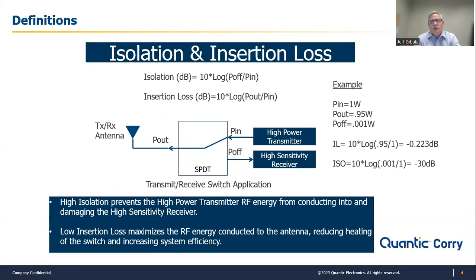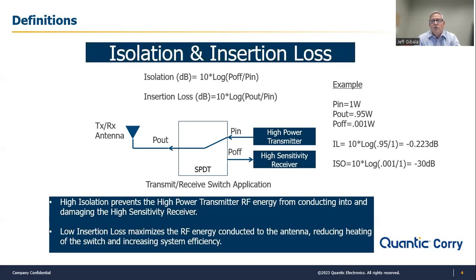And then it has an alternate path that the switch could be put into this alternate state and then would connect the antenna to some receiver. So high isolation will prevent RF energy coming from the high power transmitter from conducting into and damaging the high sensitivity receiver. And low insertion loss on the switch will maximize the amount of energy delivered into the antenna. So it will reduce heating of the switch and increase system efficiency.